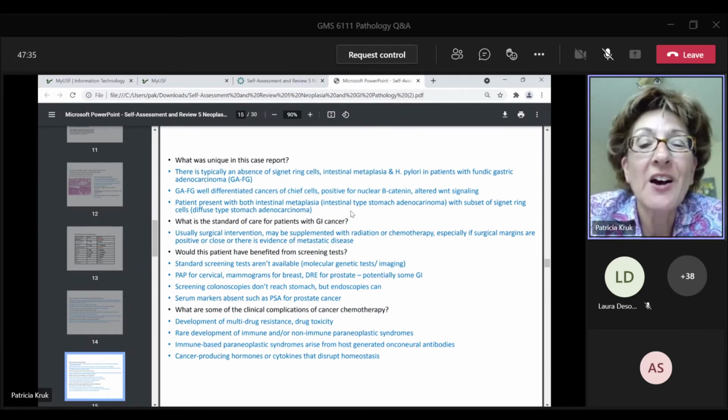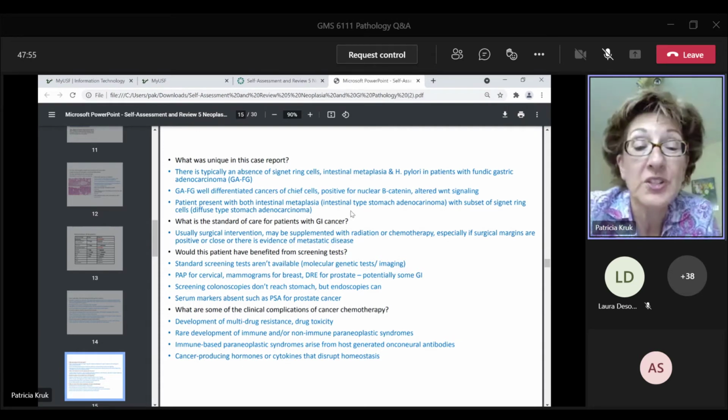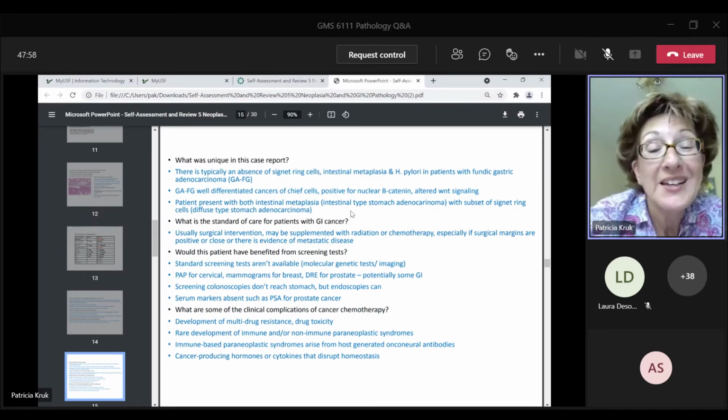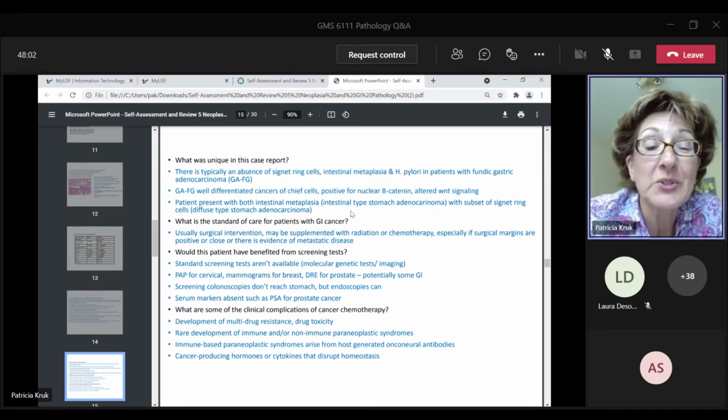The kinds of screening tests that we do have are typically things like Pap tests for cervical cancer, mammograms for breast cancer, digital rectal exams for prostate, and sometimes for some lower colorectal carcinomas. So there really typically aren't screening protocols for this kind of procedure. And colonoscopies usually only go up through the colon. They don't go that far up into the stomach. So it's really unlikely that we could screen for patients who might present with this disorder.